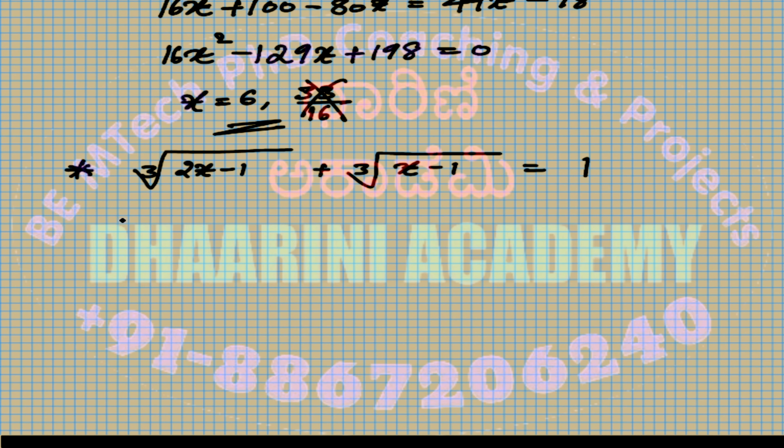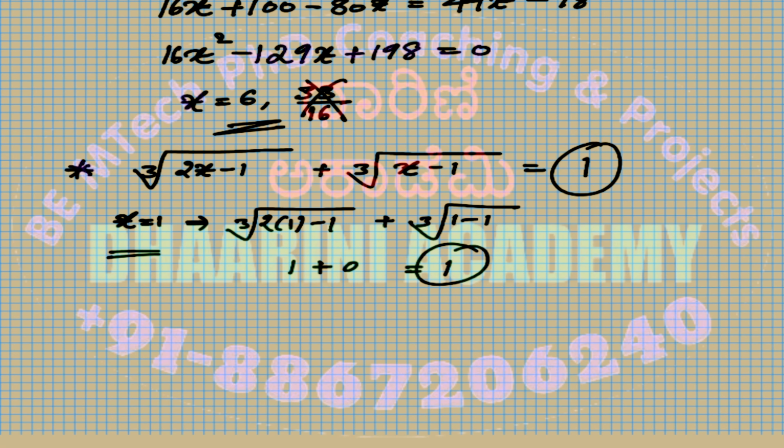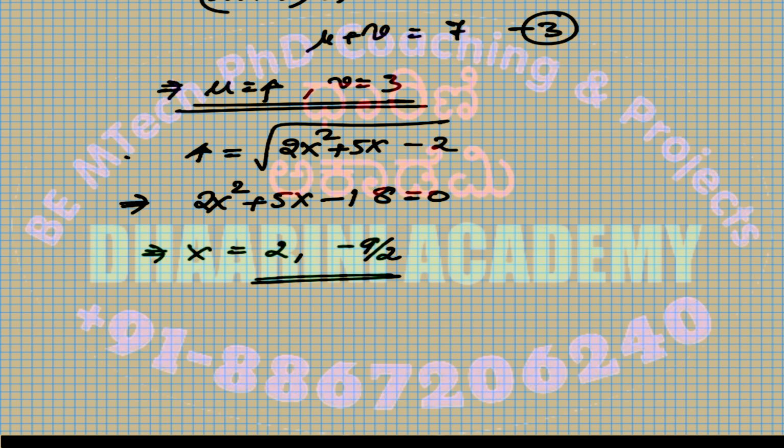Okay, so when x equal to 1, right, it is cube root of 2 into 1 minus 1 plus cube root of 1 minus 1, right? So 2 into 1 is 2, 2 minus 1 is 1, cube root of 1 is 1, right? Plus cube root of 1 minus 1 is 0. So 1 plus 0 is 1, that is already on the right hand side. So 1 is the root, right? So x equal to 1 is a root. The other root is not valid because when you put the other value, it is not going to satisfy.